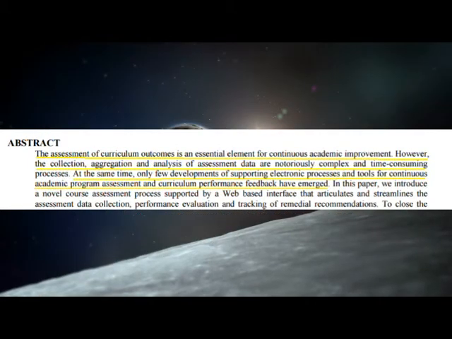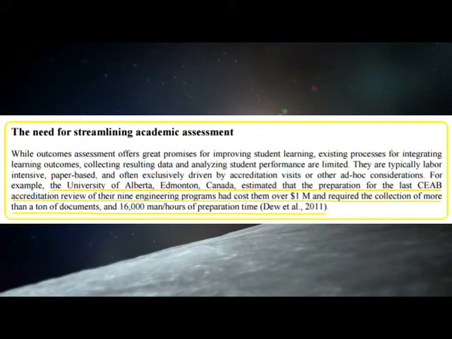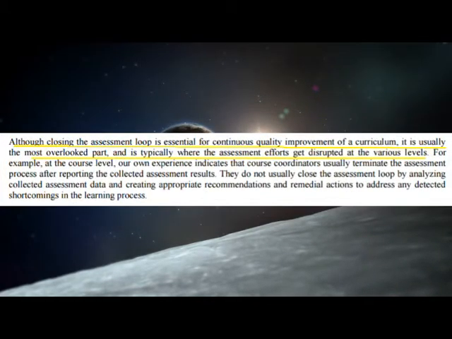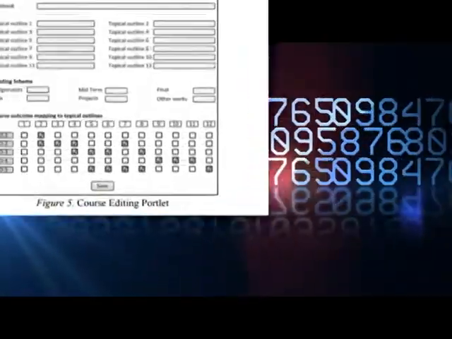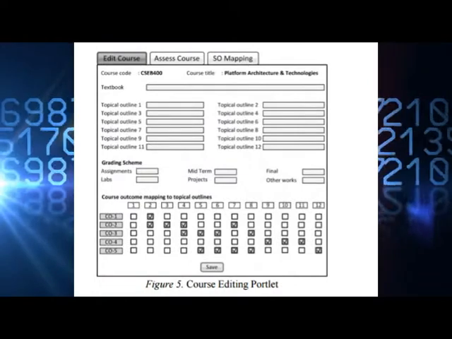Few supporting electronic tools exist. University of Alberta, Edmonton, Canada, for CIB accreditation of 9 programs in 2011, cost more than $1 million, 1 ton of documentation, 16,000 man-hours. Now, closing the loop in assessment processes is the most overlooked part. You need a CIMS system. Samples of their automation and primitive features are shown.